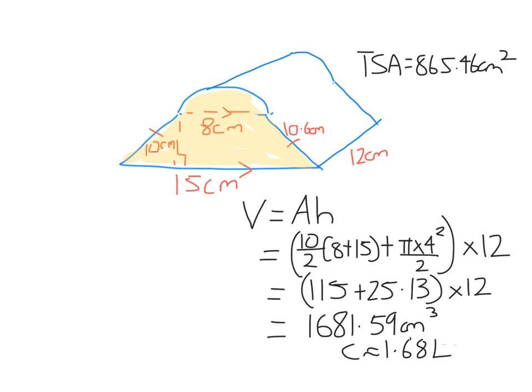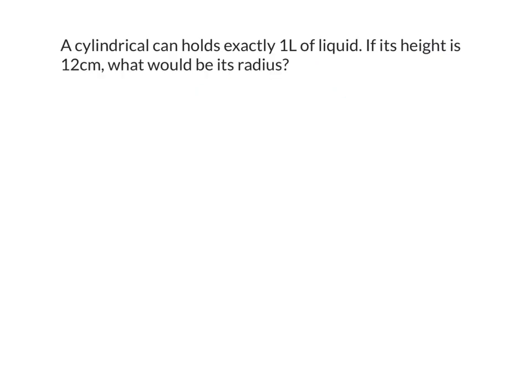The last thing we need to do in measurement is sort of the opposite. That's when you're given a volume or area and you're finding a dimension. So let's try this question here. A cylindrical can holds exactly 1 liter of liquid. Its height is 12 centimeters. What would be its radius?